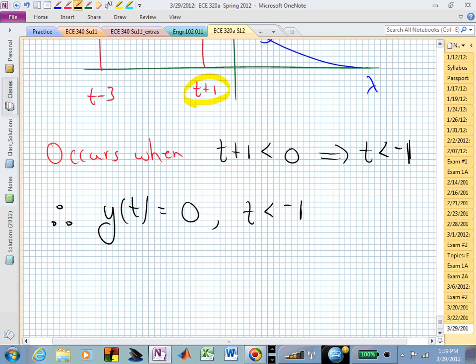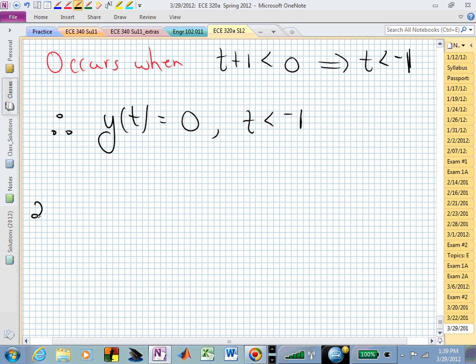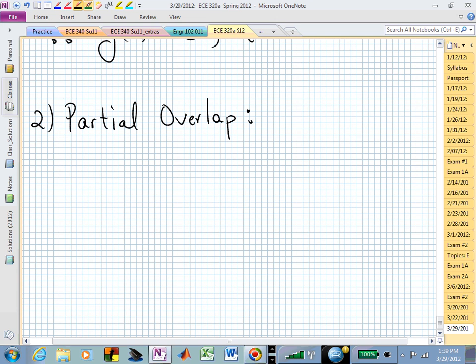Now, what's the next overlap pattern? I'll call this a partial overlap. And maybe it's easier to just draw the picture quickly.